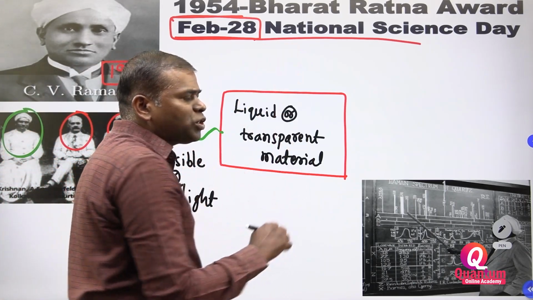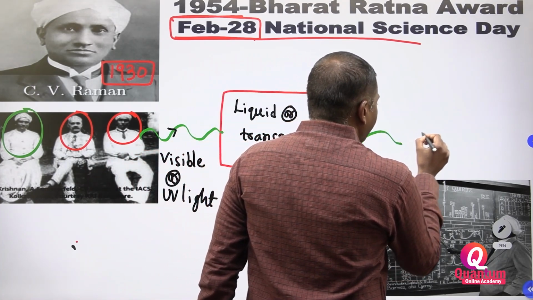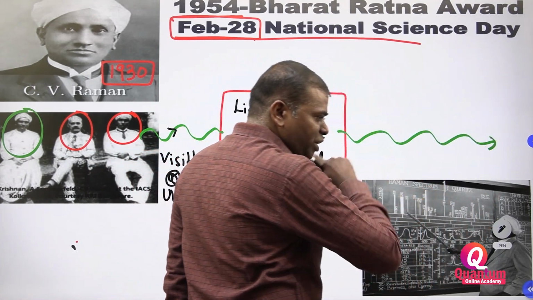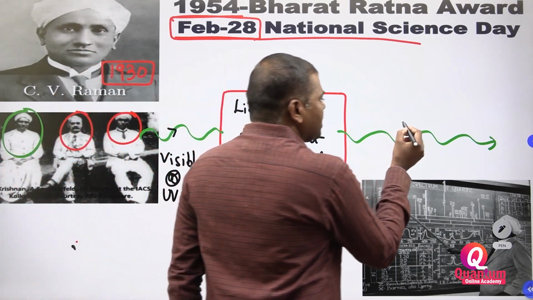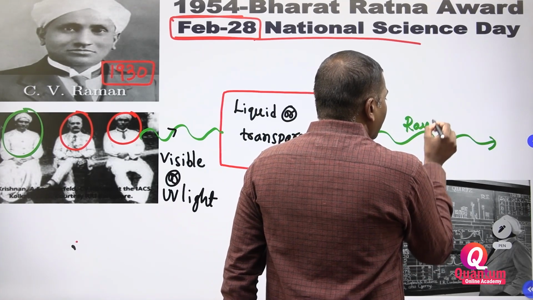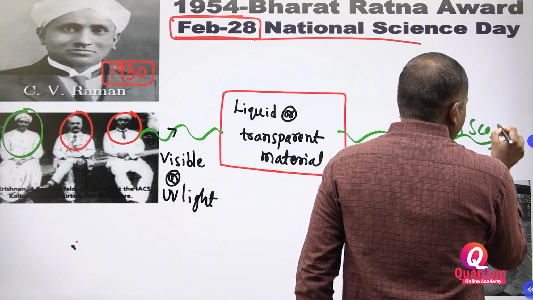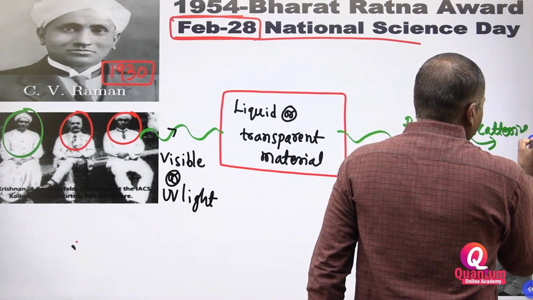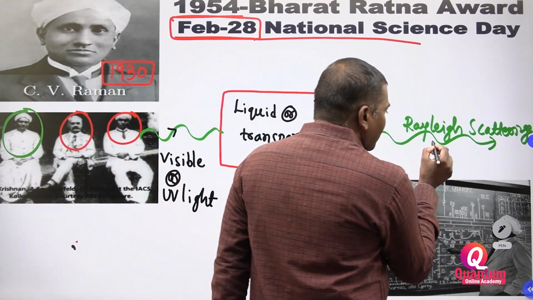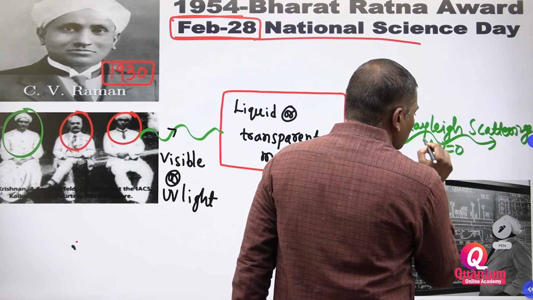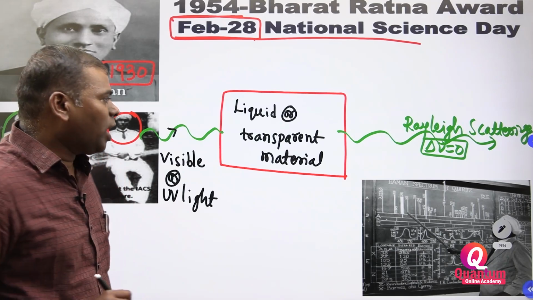Some portion should be scattered in all directions. Some part comes back in the same direction, with no change in frequency and energy. That line we call the Rayleigh line, or Rayleigh scattering. Lord Rayleigh discovered it. Here delta nu is equal to 0. Such type of scattering is Rayleigh scattering.